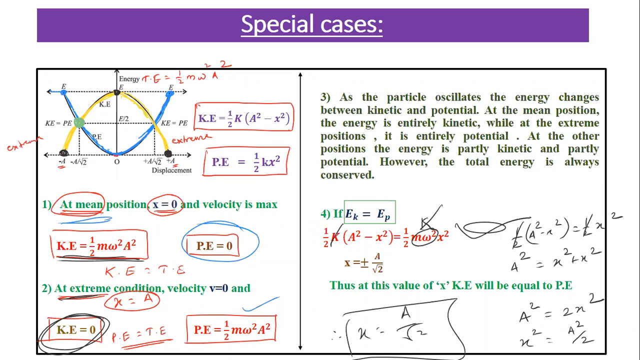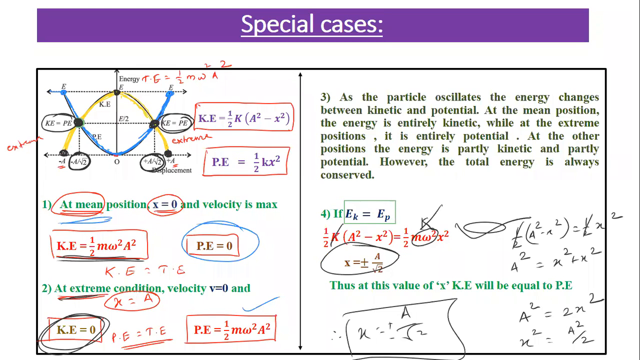You can see the formula here: x is equal to a by root 2. Now you note one thing here. When x is equal to a by root 2, both kinetic energy and potential energy are the same. So you can see here the 2 points where both the energies are the same. That displacement you can see here, shown in a graph. It is plus a by root 2 or minus a by root 2. Both the energies are equal. Kinetic energy is equal to potential energy.